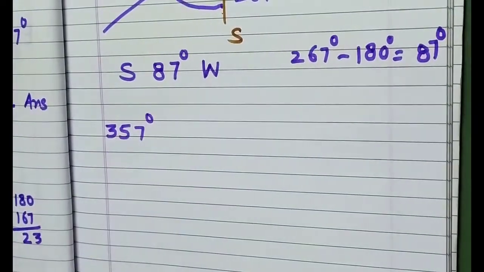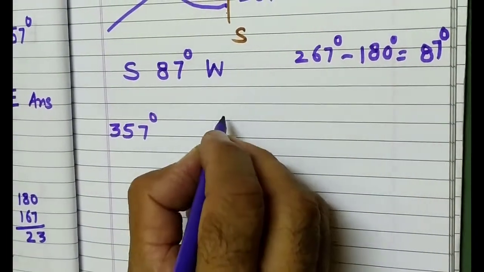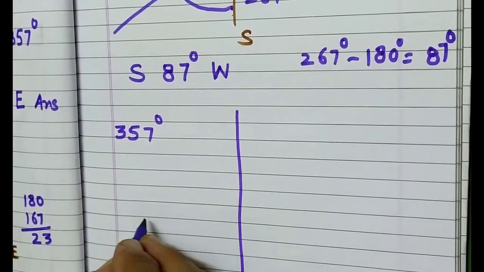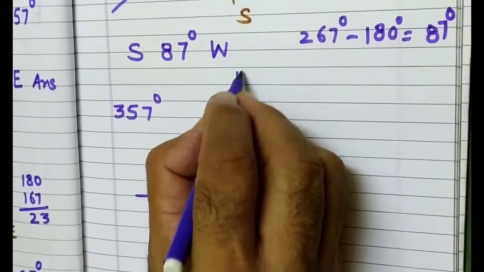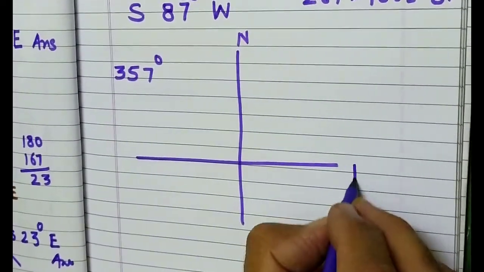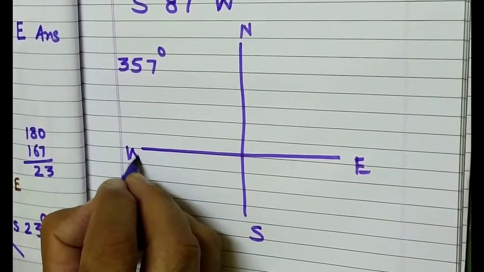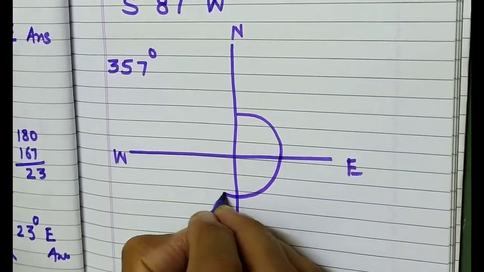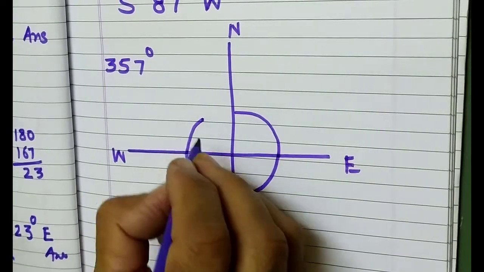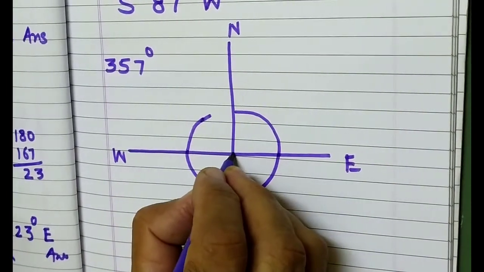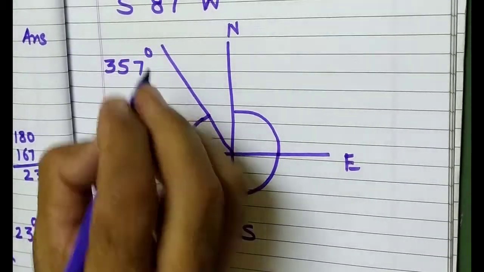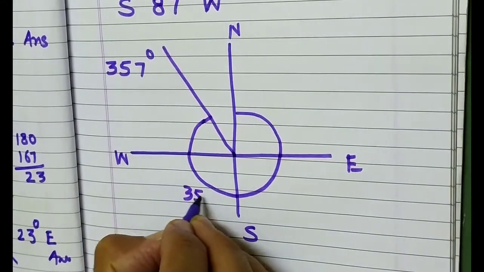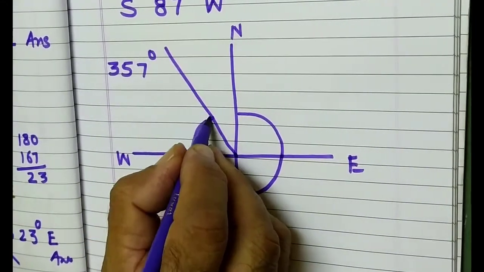357 degree. Okay, for this, again you draw the sketch. This is the north line, this is south, and this is east, this is west. 0 is with north, you go like this 180 degree, 270 degree. Now it will be over here like this. This is the angle, that is 357 degree.